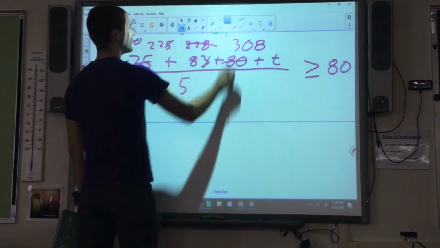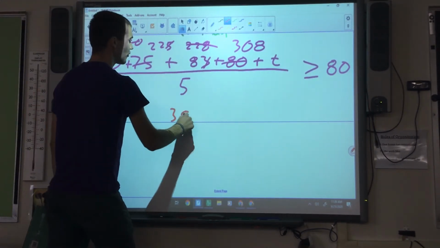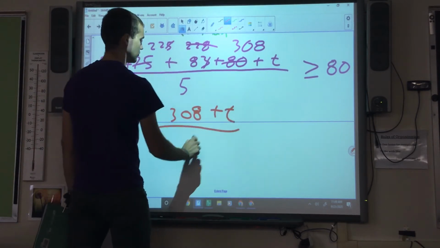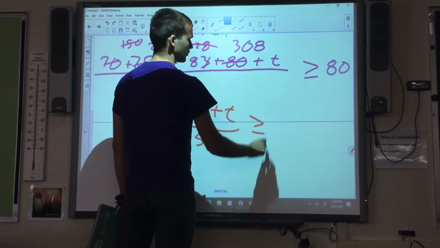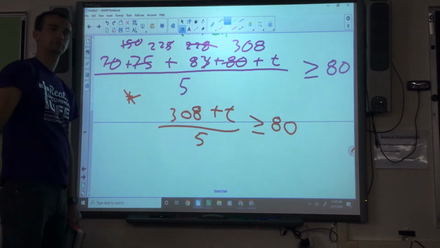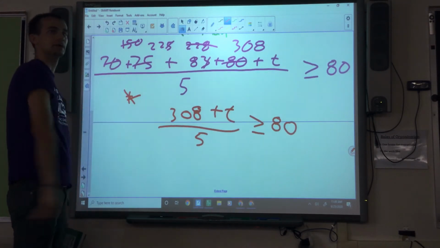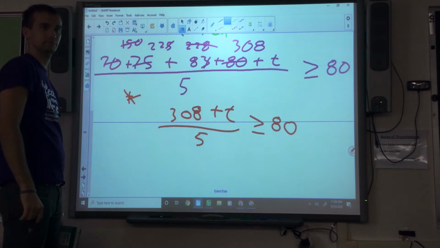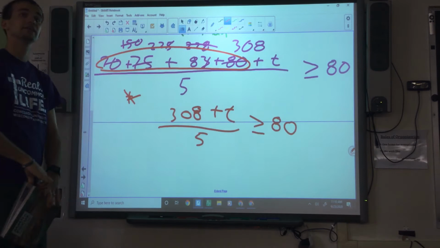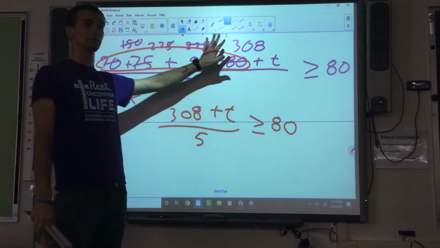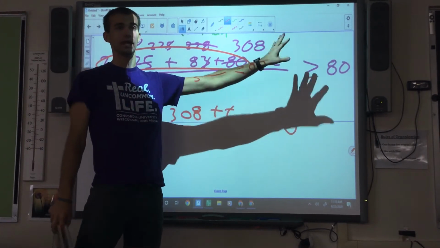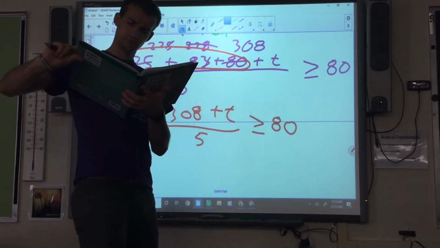Thank you. Five. So 308 plus T over 5 is greater than or equal to 80. This is where you want to get. When you get here, everything becomes way easier afterwards. But you've got to realize this is a word problem that said the average of these 4 numbers and another number is at least 80, right? Did it say at least? Yeah, is at least.